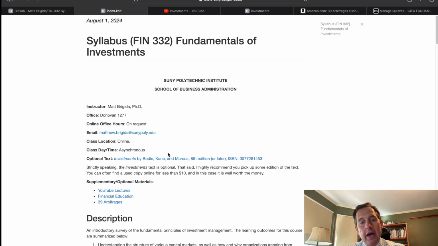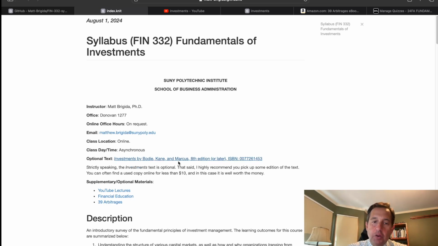The text for the course is Investments, by Bodie, Kane, and Marcus. I have a link to the 8th edition here. The text is, strictly speaking, optional. However, I'd highly recommend you get some edition of this, 6th, 7th, 8th, 9th, whatever you can. You might even be able to find a version online, like a PDF or something. Some students have told me they are able to find that. I don't know. So I definitely recommend it. It is a great text.